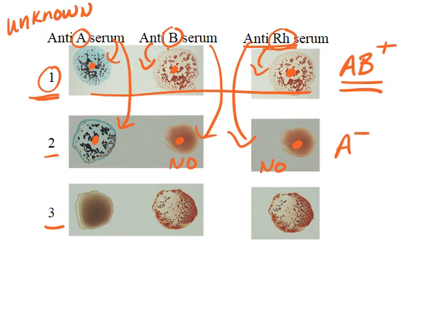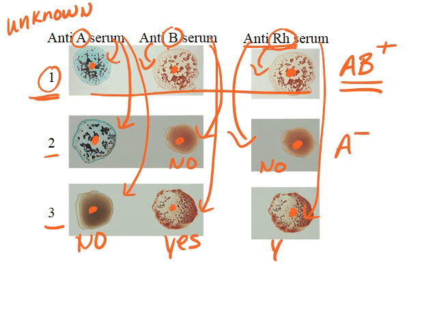Third sample. I have drop of blood, drop of blood, drop of blood. I add anti-A, none. Anti-B, yes. Anti-Rh, yes. So there's no A's present, there's B's present, and there's a positive factor. So this blood type has to be B positive.